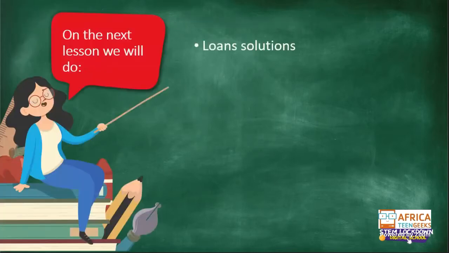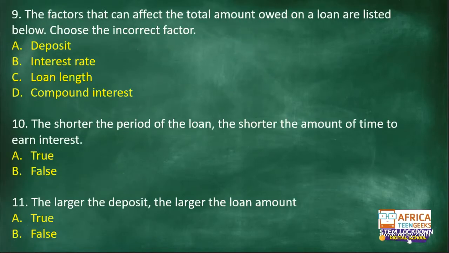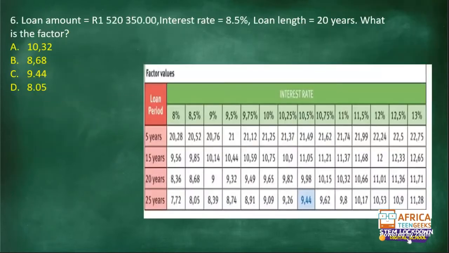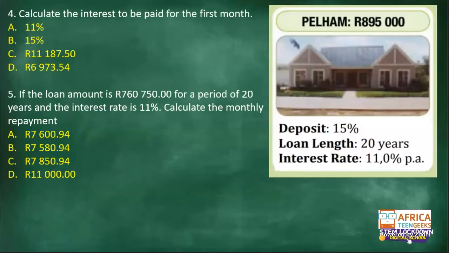And then of course, we will be looking at the loan solutions as well in our next lesson. But just to wrap up, we have spoken about the amount of the loan that needs to be paid when you buy a house. And we spoke about the house, which is given as 895,000. And of course, the deposit of the house was 15%.